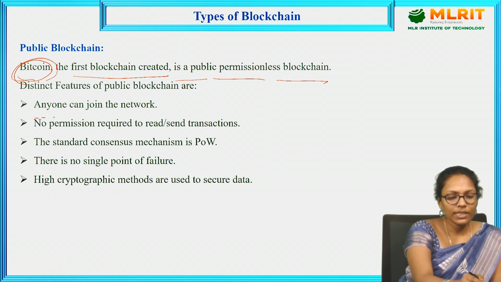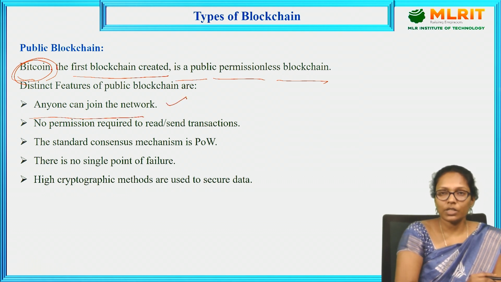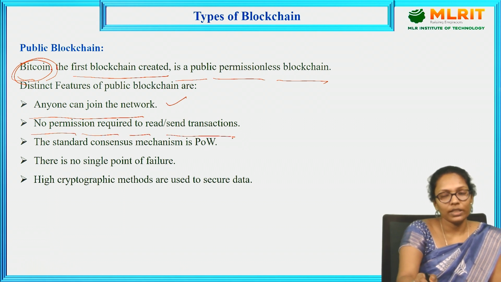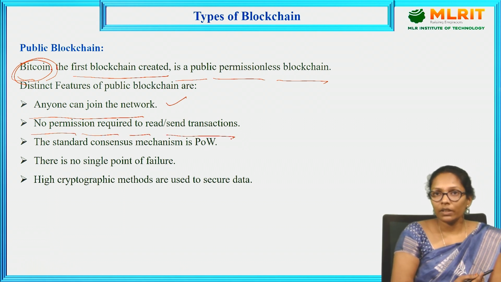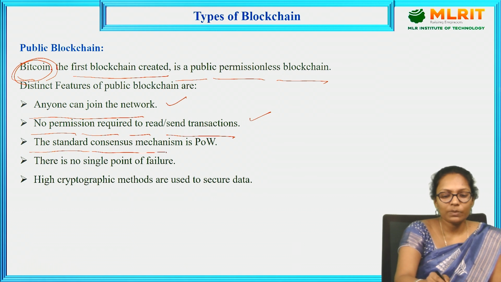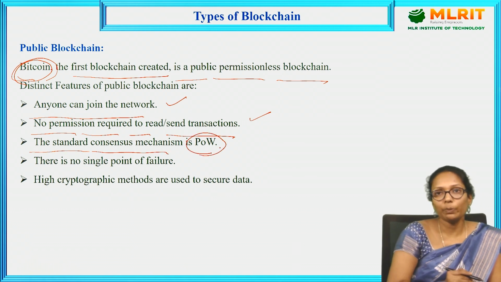The first one is that anyone can join the network. The name itself tells that it is public. Anyone can join the network. No permission is required to read or send a transaction. I don't need to take anyone's permission to read, to issue a transaction, to transfer a transaction, or to download a copy of the transactions. And the standard consensus mechanism is POW, that is proof of work.